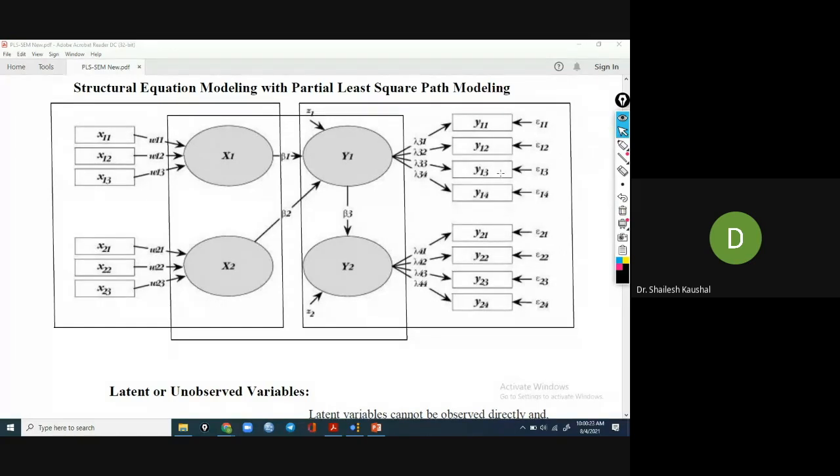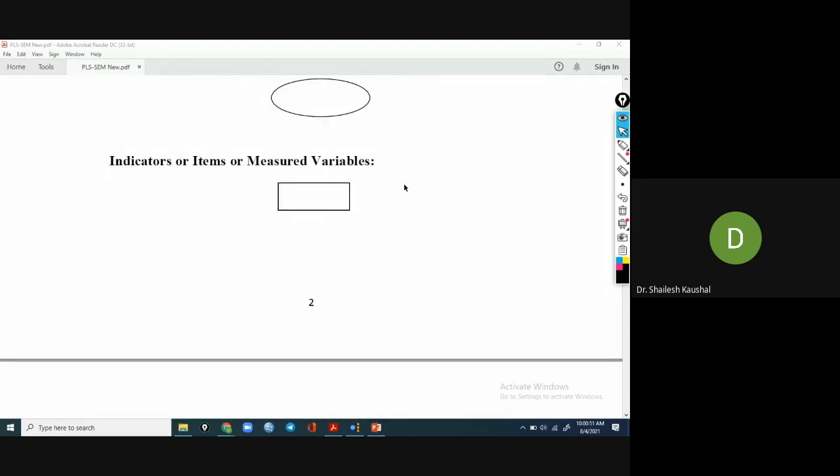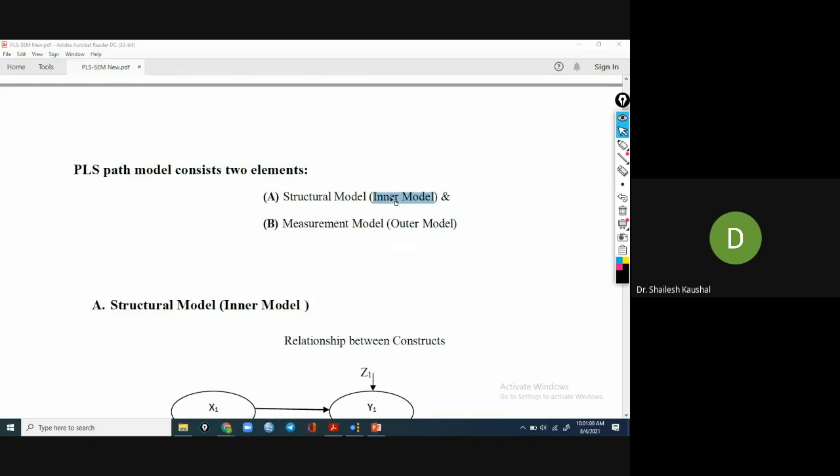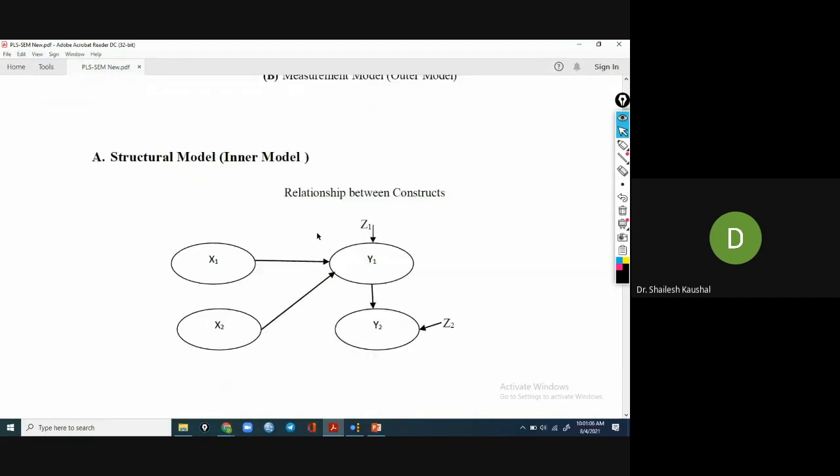If I say inner model, I am talking about the structural model, meaning a relationship between exogenous and endogenous constructs. And outer model means just a measurement model, equivalent to confirmatory factor analysis. Okay, so outer model means measurement model, and inner model means structural model. So instead of structural or confirmatory factor analysis, we use two terms here: one is inner model, and the other is outer model.